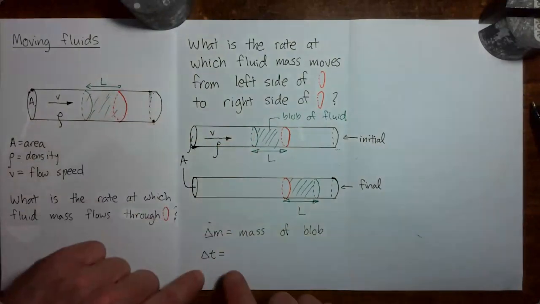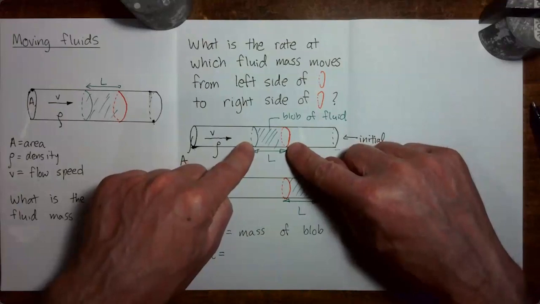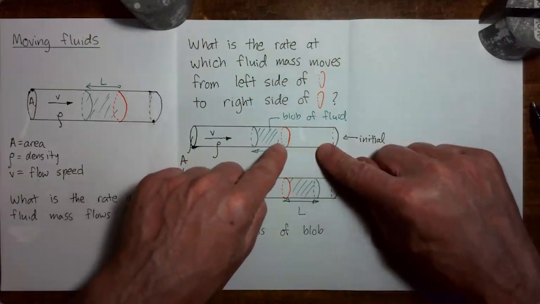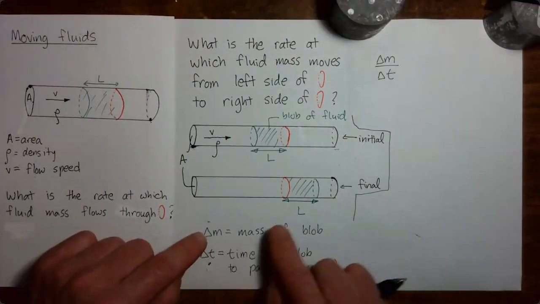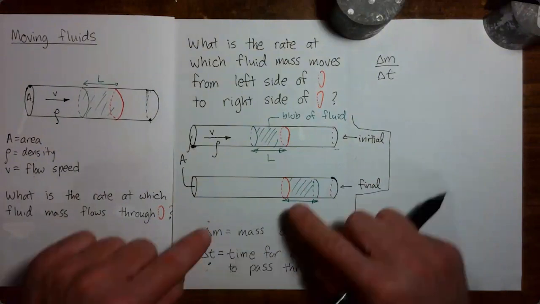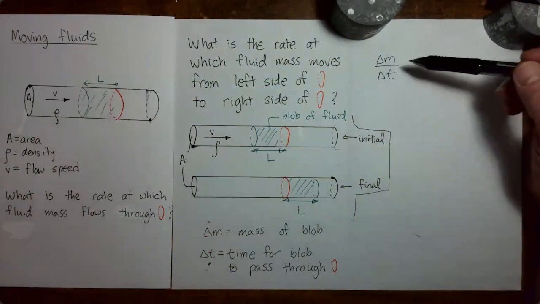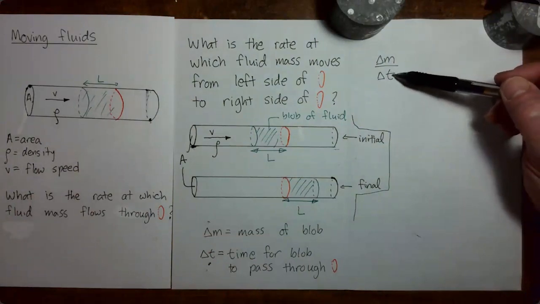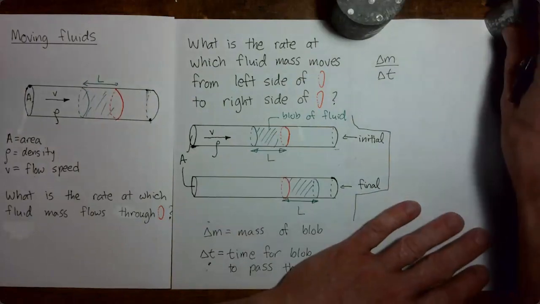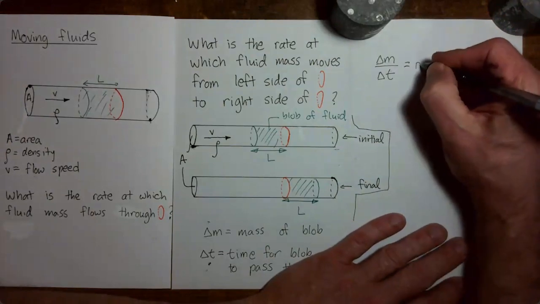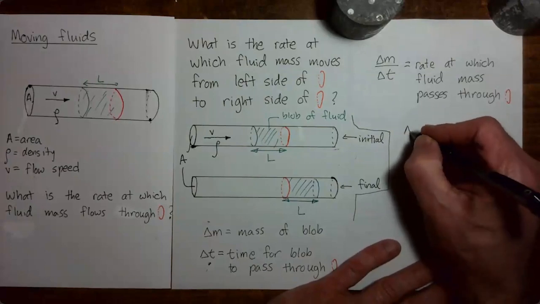And let's say that delta T represents the time that it takes for the blob to go from being completely on the left side of the circle to being completely on the right side of the circle. So if delta M is the mass of the blob and delta T is the time that it takes for that blob to pass through the red circle, then delta M over delta T is the rate at which fluid mass passes through the red circle. Let's call this quantity delta M over delta T the mass flow rate.